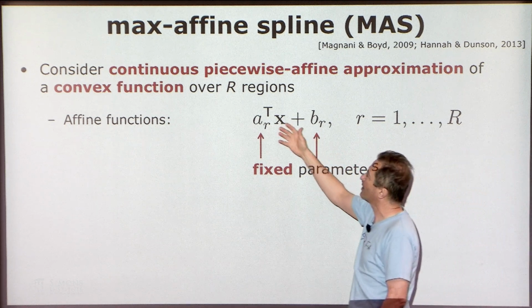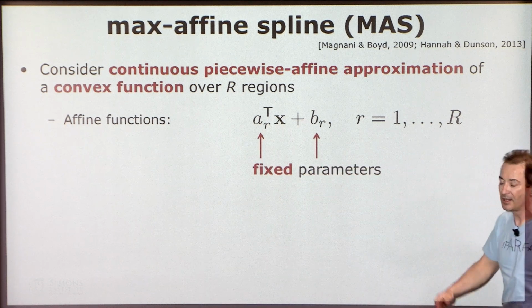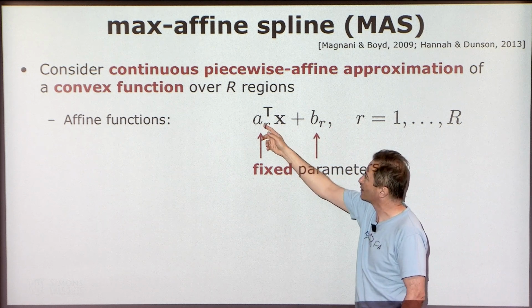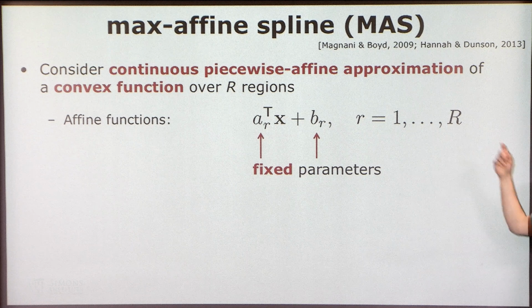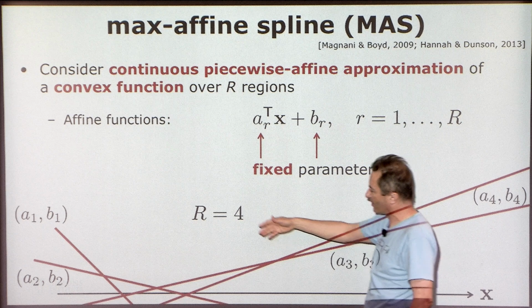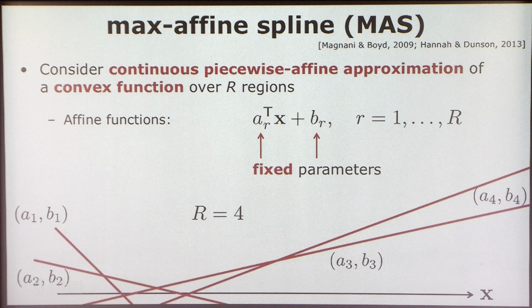We're interested in approximating this convex function over capital R regions. So we assume that we have R affine functions. These are parameterized by a set of slopes and a set of biases. We're going to have R sets of those. Here's an example for R equals 4. We have four of these distinct affine functions. The key reason why we call them max affine splines is that, very conveniently, if we want to approximate a convex function by these splines, all we have to do is take the maximum, the vertically highest, affine function.